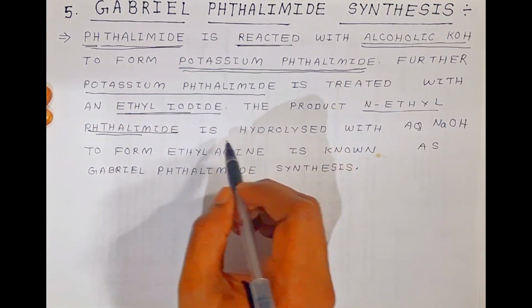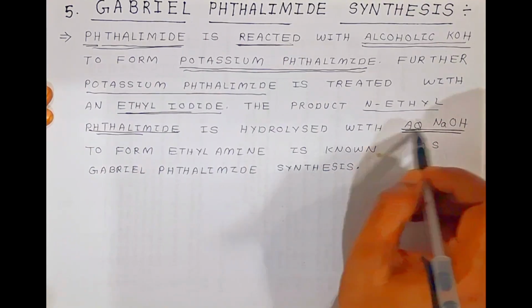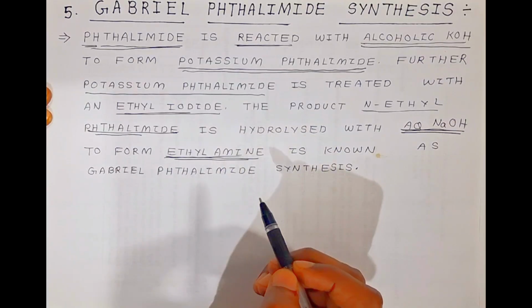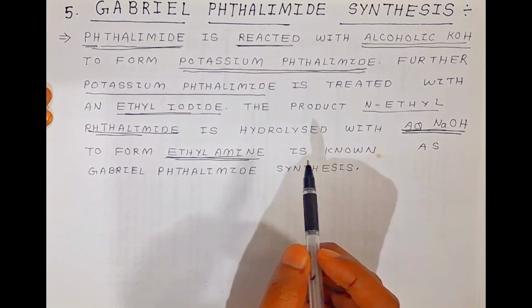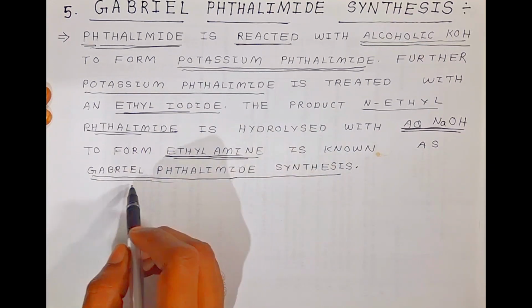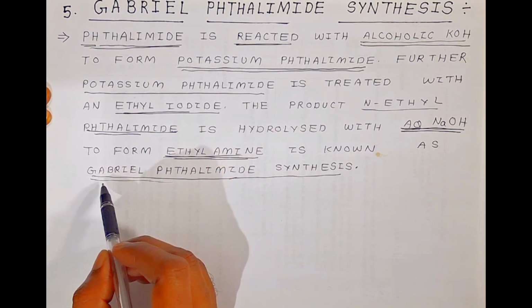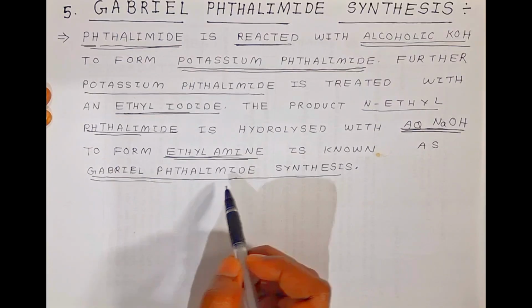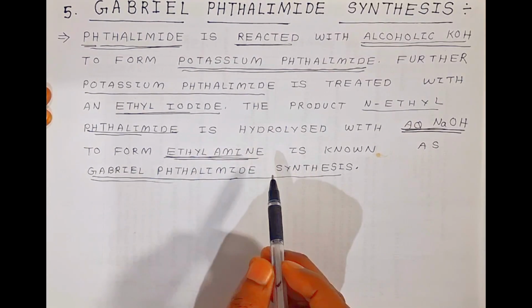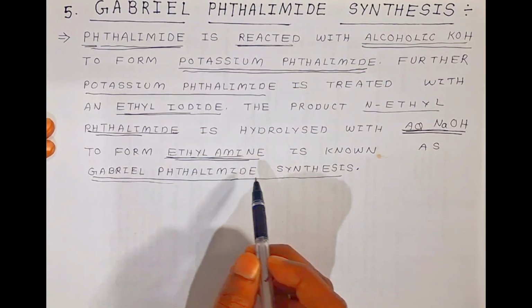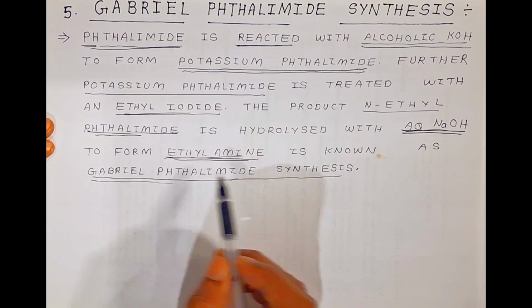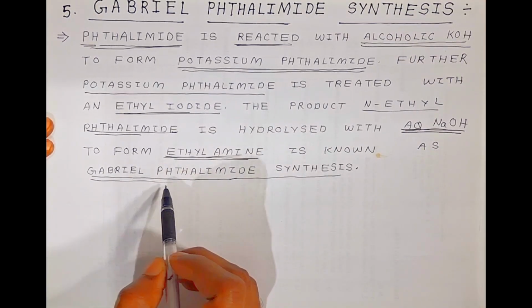that is hydrolyzed with aqueous NaOH, forming ethylamine. The formation of this ethylamine from phthalimide is called the Gabriel phthalimide synthesis. This was discovered by the scientist Gabriel, and since it uses phthalimide, the synthesis is called Gabriel phthalimide synthesis. We are going to synthesize ethylamine, a primary amine. Only alkyl amines can be prepared; we cannot prepare aryl amines. That is why this name is very famous, Gabriel phthalimide synthesis.